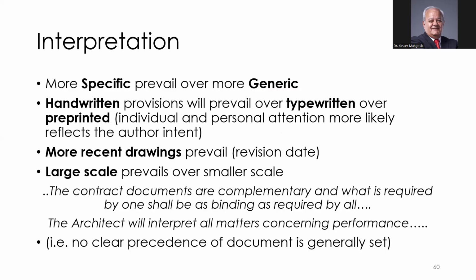It's important to understand what the specs are made for. More specific prevails over more generic. So you have to be more focused and more specific about what you want. Don't just say, okay, I want ceramic tile. Ceramic tiles, what size? What thickness? What finishing on the top layer? How will it be fixed? You have to be very specific about each material.